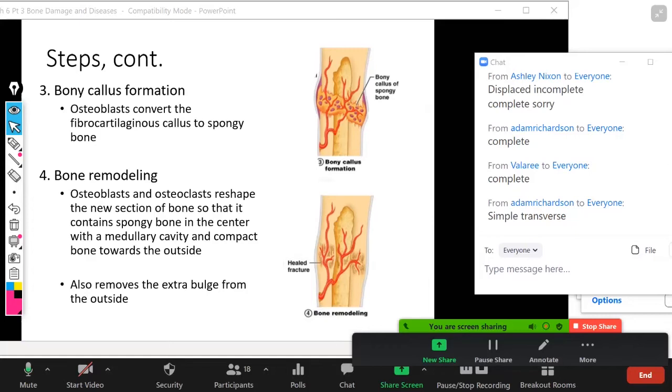Okay, any questions about the 4 basic steps of how a bone heals after a break? It's the same basic process with cartilage, osteoblasts, and osteoclasts. It's just used in a different context.